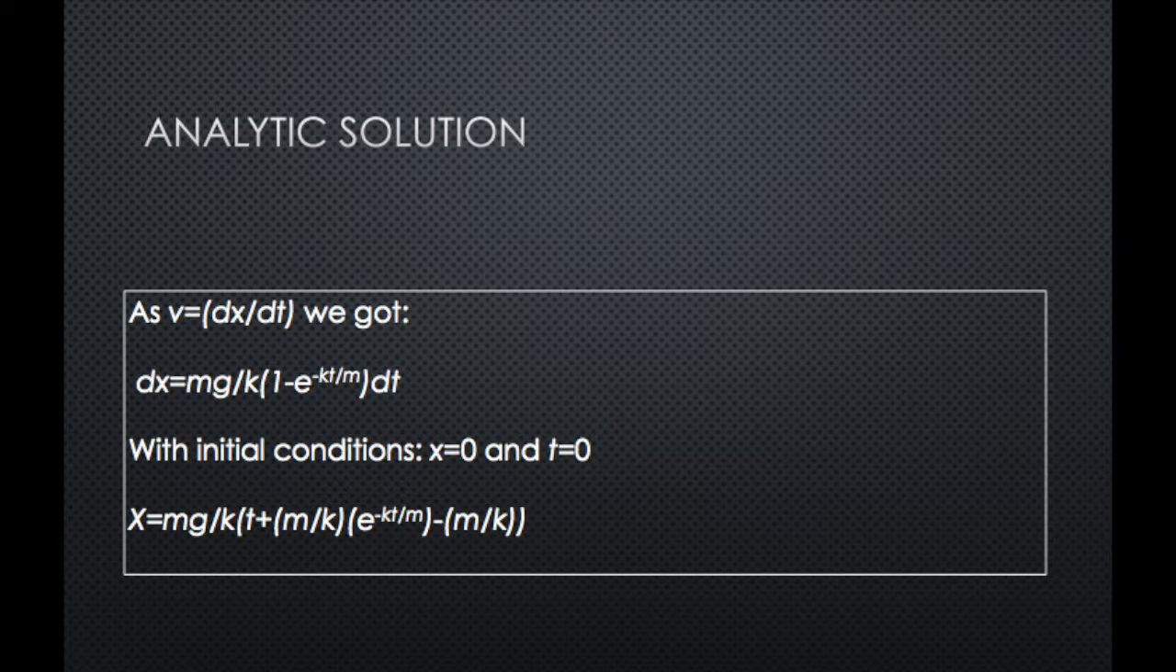The analytical solution: as v equals dx over dt, we got dx equals mg over k times 1 minus e to the power of minus kt over m times dt. With the initial condition x equals 0 at t equals 0, the origin, we got that the position x equals mg over k times t plus m over k times e to the power of minus kt over m minus m over k.